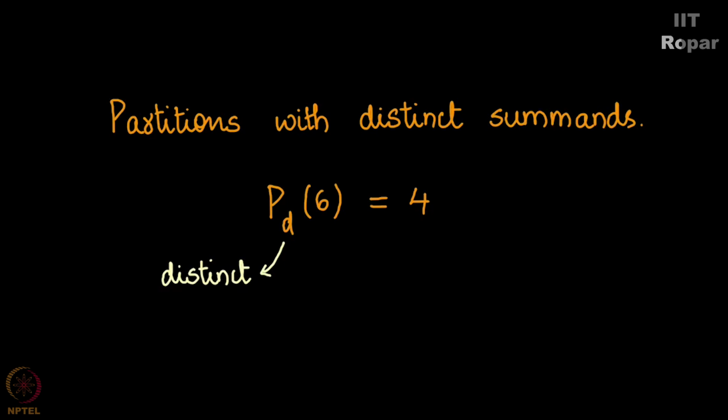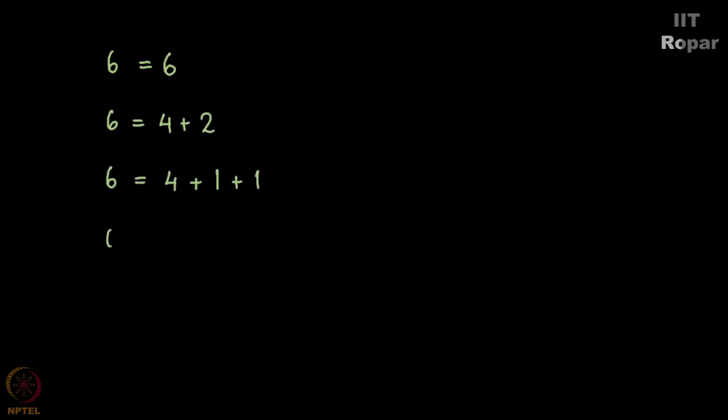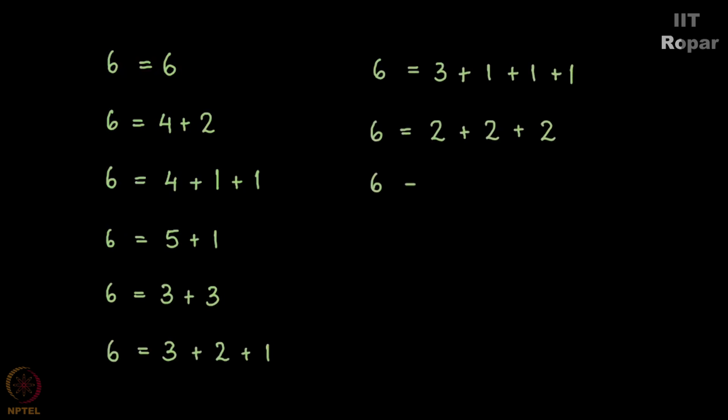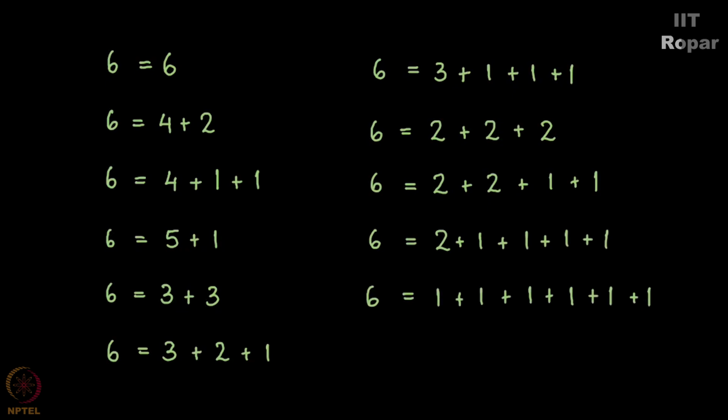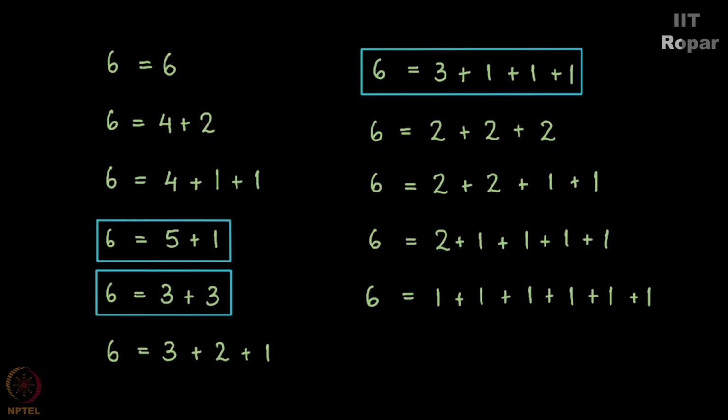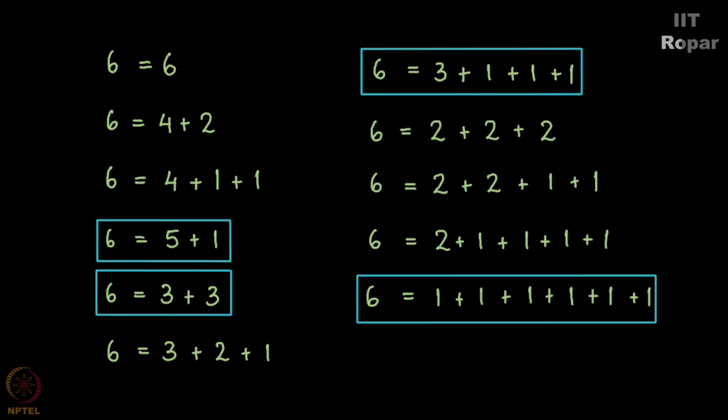Now, again, observe the partitions of 6. 4 plus 1 plus 1, 3 plus 3, 3 plus 2 plus 1, 3 plus 1 plus 1 plus 1, 2 plus 2 plus 2, 2 plus 2 plus 1 plus 1, 2 plus 1 plus 1 plus 1 plus 1, and all ones, right? I have again written down all the partitions. Now, observe these partitions. 5 plus 1, 3 plus 3, 3 plus 1 plus 1 plus 1, and all ones. Observe these boxed partitions.